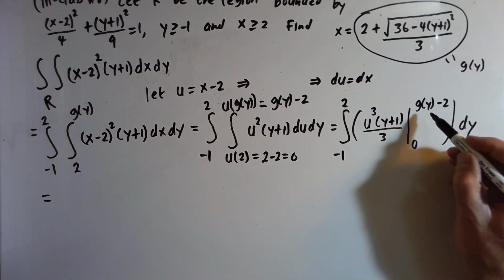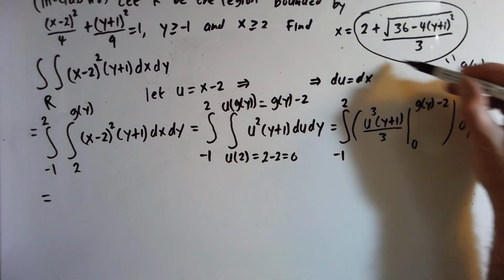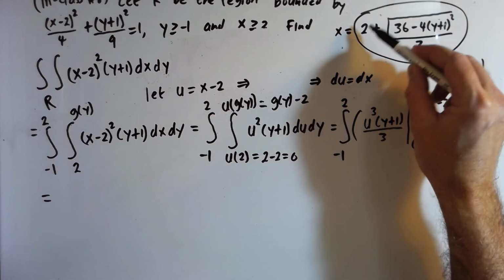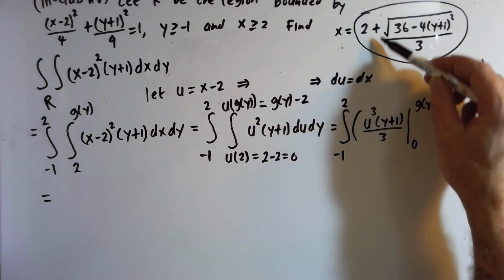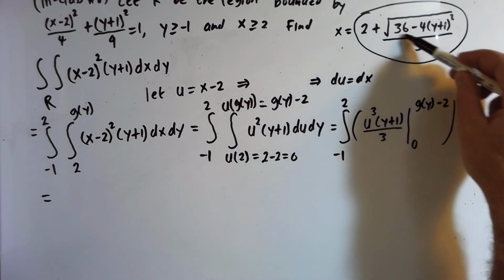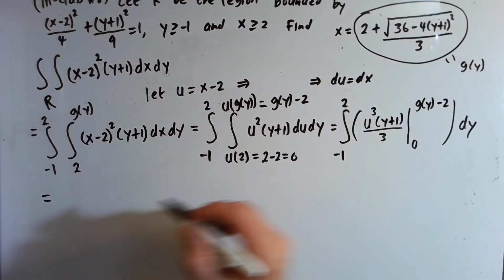Okay, so here's my g up here. So when I go minus 2, it's going to knock off that 2 right there. So I'm just left with the square root term, the square root divided by 3. The square root I can write as raised to the 1/2, so let's do that.